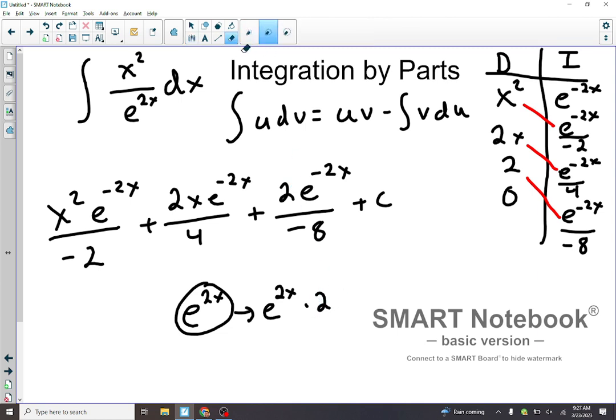So if I wanted to go backwards and started with e to the 2x, there was a mystery 2 here, which means I would have to divide by 2. The quick way to think about it is you divide by its derivative versus multiply by its derivative. So how did you get to 4? You divide: negative 2 times negative 2 is positive 4. Positive 4 times negative 2 is negative 8.